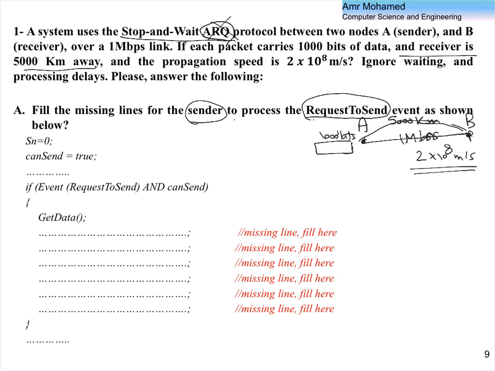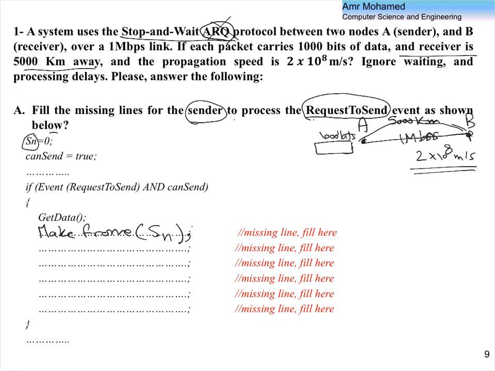So for the request to send, this is coming from the network layer. The first thing we need to do is to create the frame, or as we call it, make frame. So remember, here we have the serial number. The serial number here is very important. The serial number is the sequence number that each frame takes.